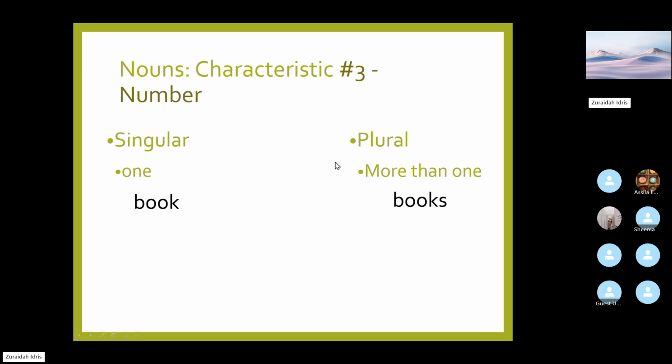Now, in Arabic, we have also singular and plural. Wahidun, jam'un. Like I said before, why we have this? Because this is your default form of any word. Jam'un, wahidun. This is how we say it.